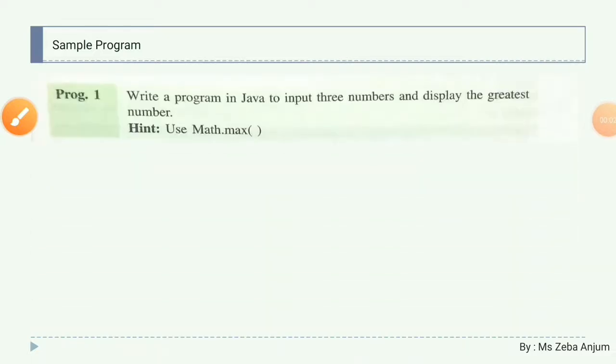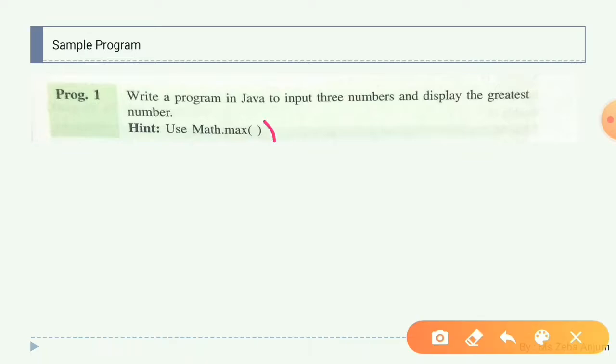Now let us see some sample programs with the same. The solution of those sample programs are already present in your book. So please try these programs on your own, but understand the concept over here. See, the first sample program that is present in your book is: write a program in Java to input three numbers and display the greatest number. You have to use this math.max. Remember when we were learning about this mathematical function, then over there also I told you about this kind of question. Yes, so firstly you have to input three numbers.